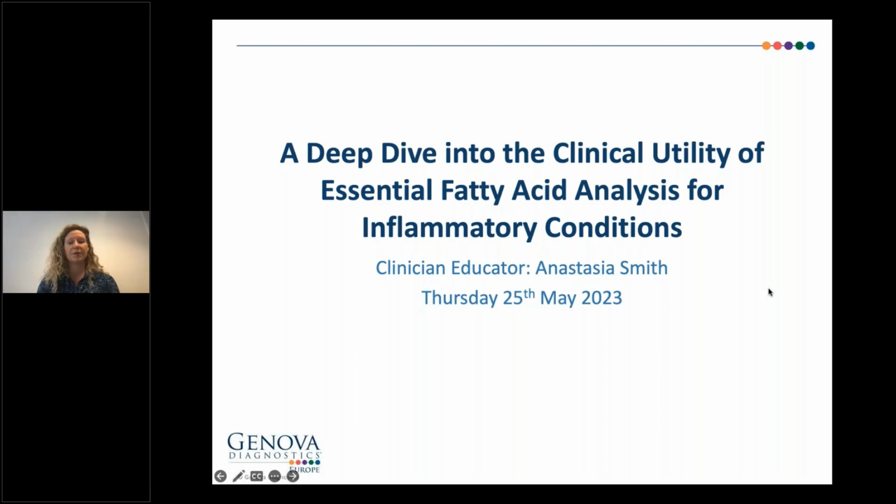therapeutic protocols. So today's focus will be on Genova's essential metabolic fatty acid panel, which can be done either as an individual test or as part of the NutriVal, which I'm sure many of you will already know about. And this is something that I will go briefly into when talking about testing options.